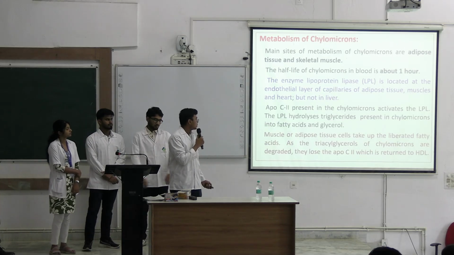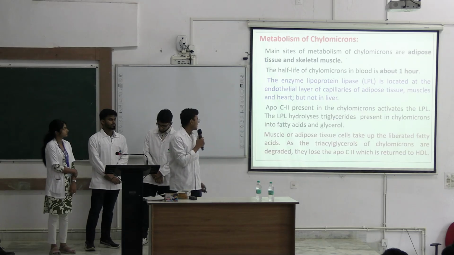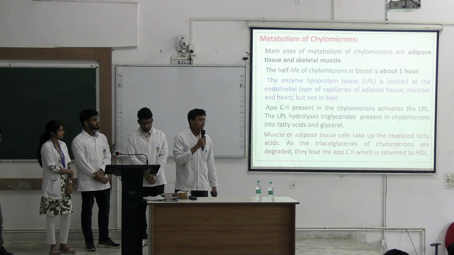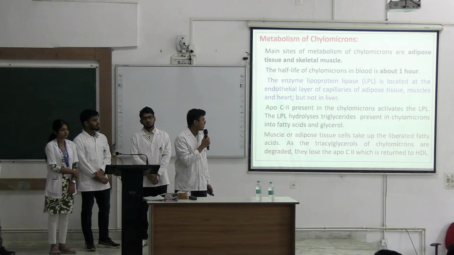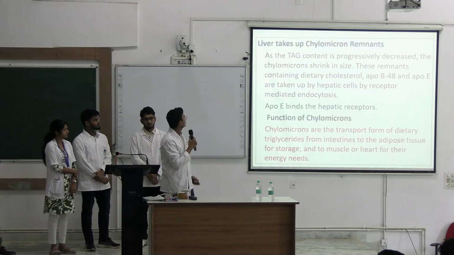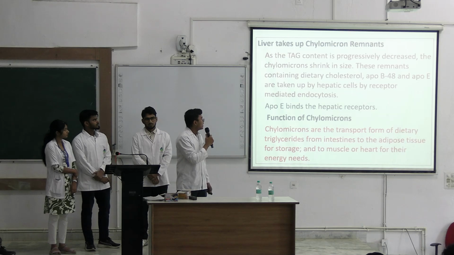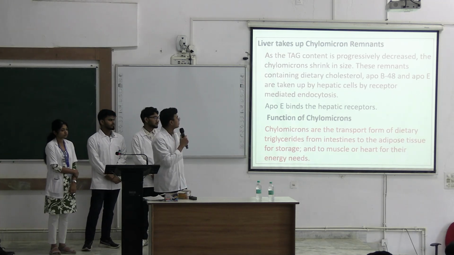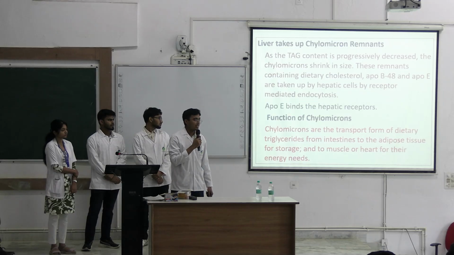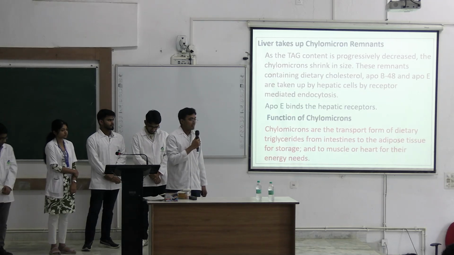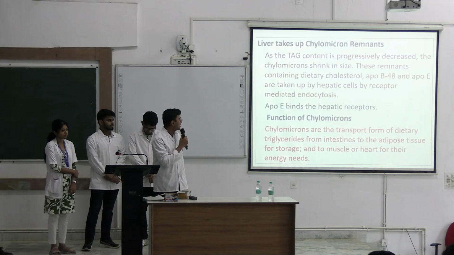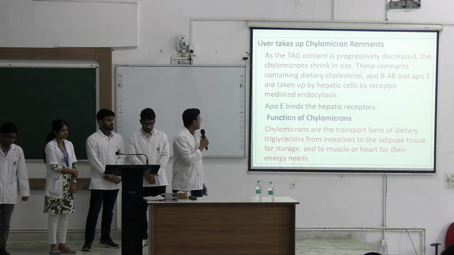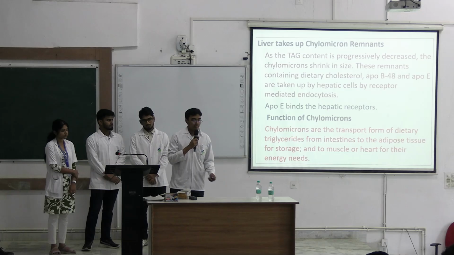Muscle or adipose tissue cells take up the liberated fatty acids. As the triacylglycerols of chylomicrons are degraded, they lose the ApoC2, which is returned to HDL. The liver takes up chylomicron remnants. As the triacylglycerol content progressively decreases, the chylomicron shrinks in size. These remnants, containing dietary cholesterol, ApoB48, and ApoE, are taken up by the hepatic cells by receptor-mediated endocytosis. The ApoE binds to the hepatic receptors.